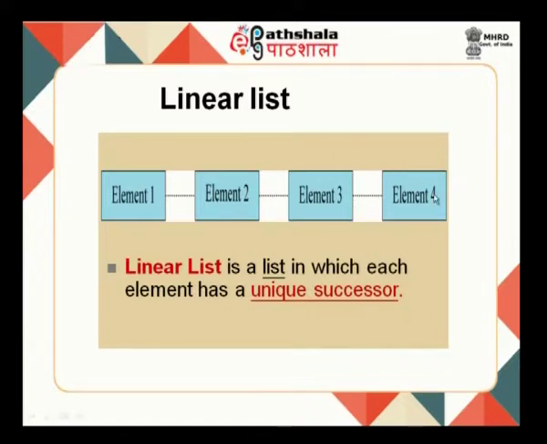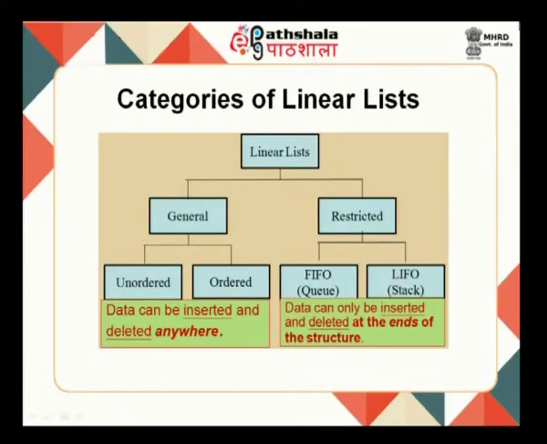We are not talking anything about the properties of how it is coming in sequence, that we will be talking about later. Now, before we go on, there are some categories associated with linear list. We are talking only about linear list. There are two categories essentially, that is general list and restricted list. You can have general list and restricted list.